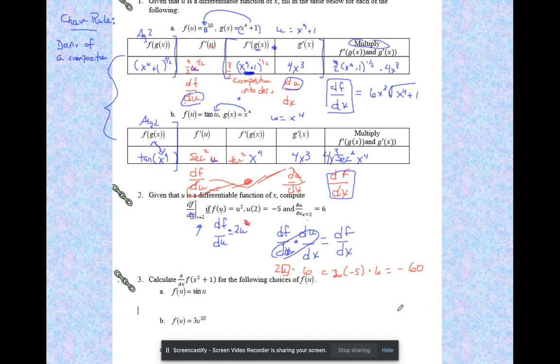negative 60. Right, so the whole idea of the composition being a product of two derivatives, the derivative of the outside function evaluated at the inside times the derivative of that inside function with respect to x, and then I get df dx.